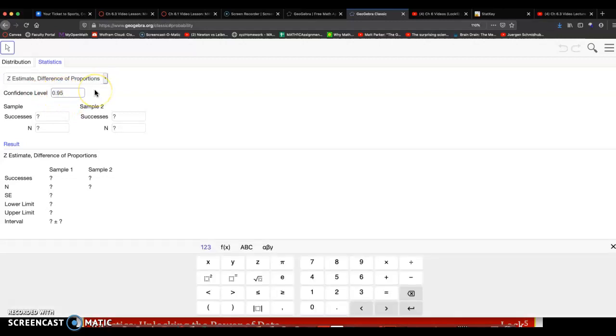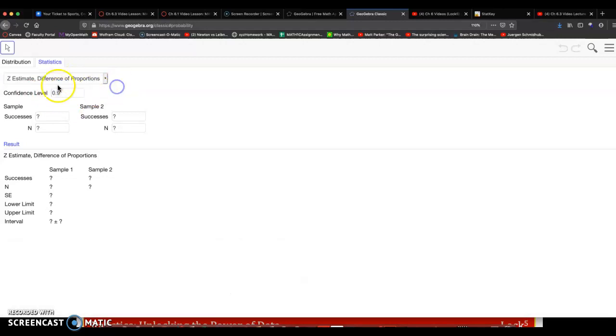Confidence level, we're doing a 90% confidence level, so 0.90. And now I need successes and total sample size. So sample 1, and I don't know why in GeoGebra the 1 doesn't appear, versus sample 2.